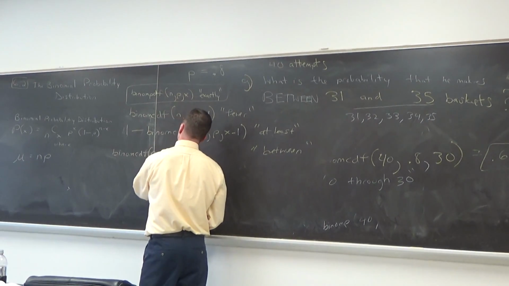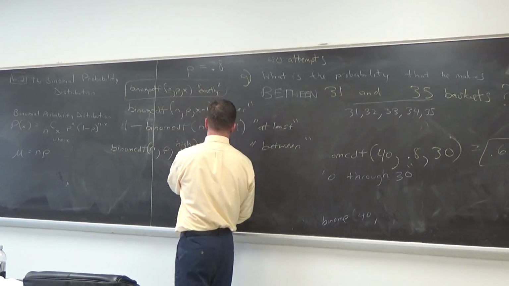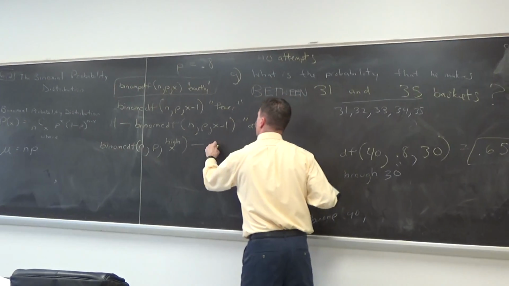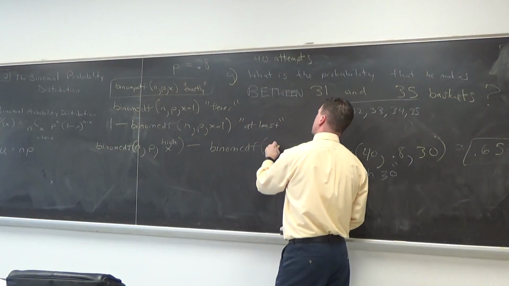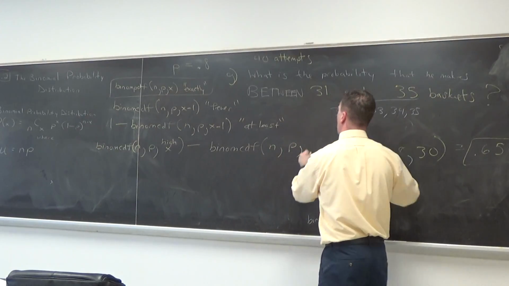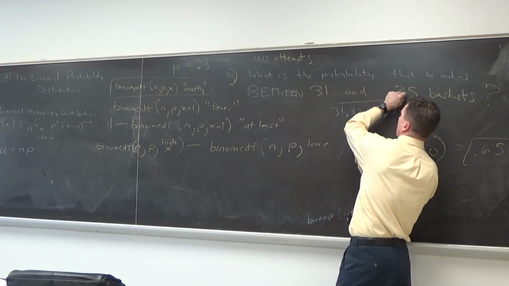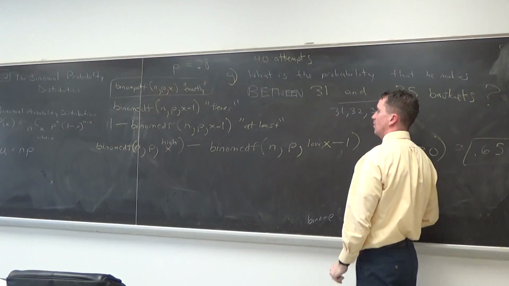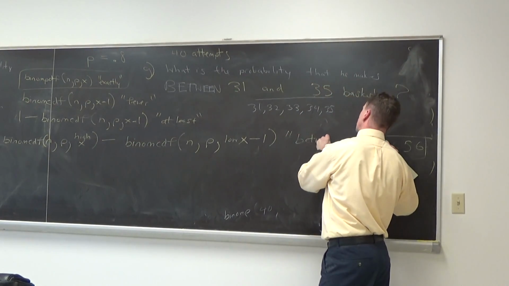N comma P comma, I call this the high X, minus binomial CDF, N comma the probability. This was my lower X value, the low one, that being the high X. Low X, but you subtracted what from it? 1. And that's for the between.